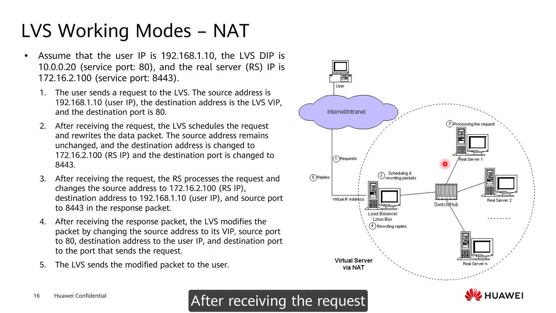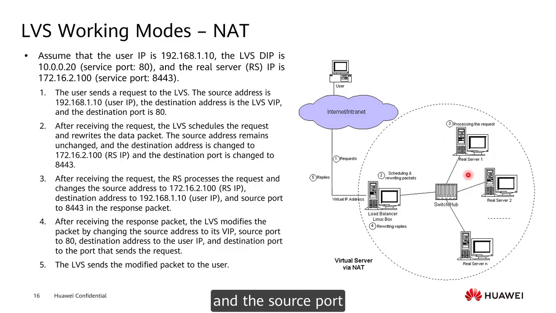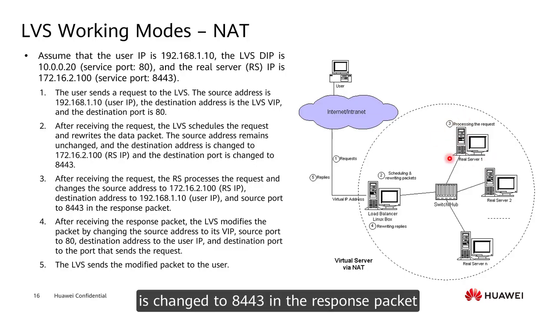After receiving the request, the RS processes the request and changes the source address to 172 segment 2.100, the RSIP, destination address to 192 segment 1.10, the user IP, and the source port to 8443 in the response packet.